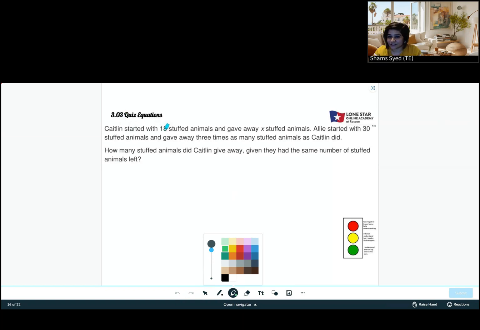Caitlin started with 18 stuffed animals. Starting value, 18. Starting value is a constant number, does not have a variable. So Caitlin started with 18. That's where we started. Now see what is happening each.